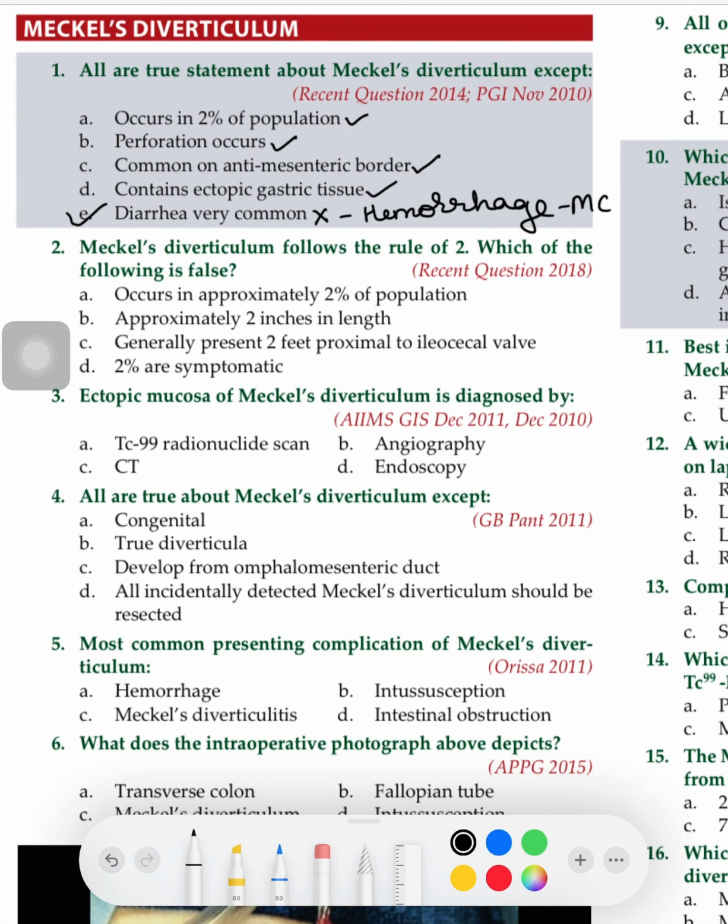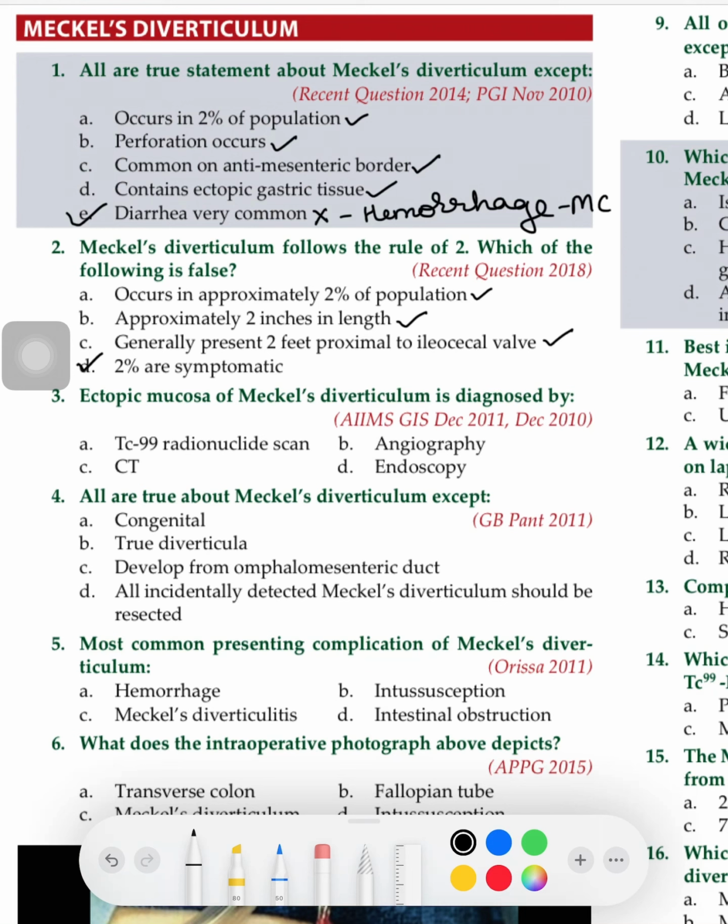Second question. Meckel's diverticulum follows the rule of 2. Which among the following is false? It occurs approximately in 2% of the population. This is the right statement. Approximately 2 inches in length, that is 5 centimeters, correct. Generally present 2 feet proximal to the ileocecal valve, that is also correct. 2% are symptomatic. No, that is wrong. So the answer is D.